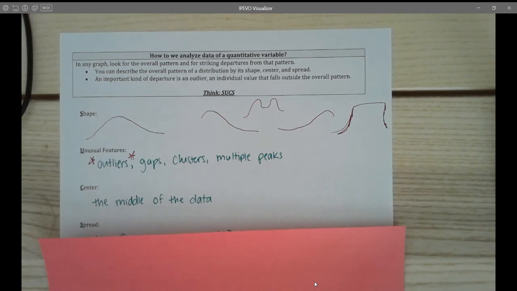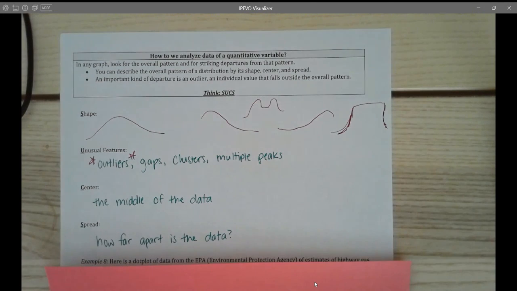You want to talk about the center, the middle of the data. And you want to talk about spread. How far apart is the data? We will talk about unusual features, center, and spread later. The first thing we really are going to focus on these next couple days is shape, and then we'll talk about the other things as well.